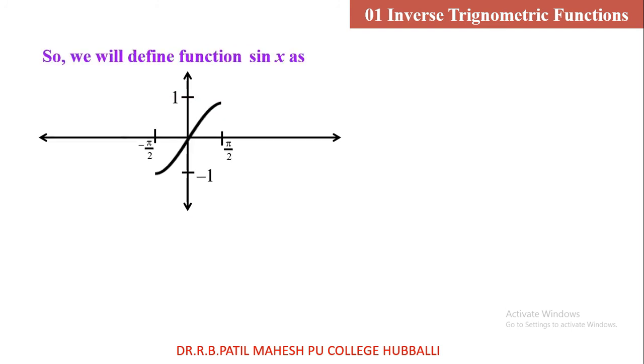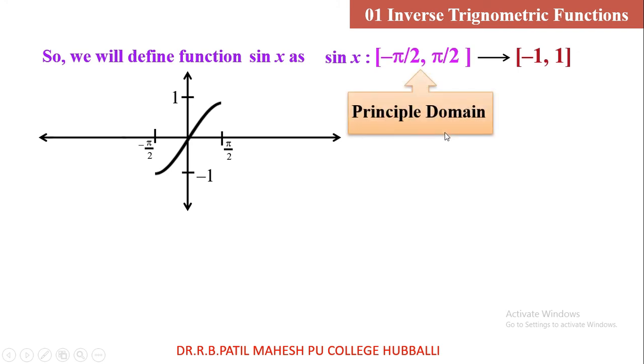Now, we will define the function sin x from where to where? You can see the x axis, that is the domain. The y axis is the codomain. The x axis is from minus pi by 2 to plus pi by 2, that is the domain. And the y axis, minus 1 to plus 1, is the codomain. This minus pi by 2 comma pi by 2 we call the principal domain.